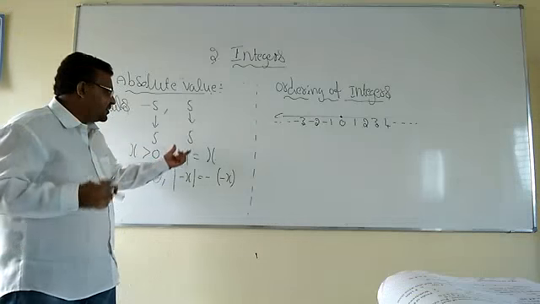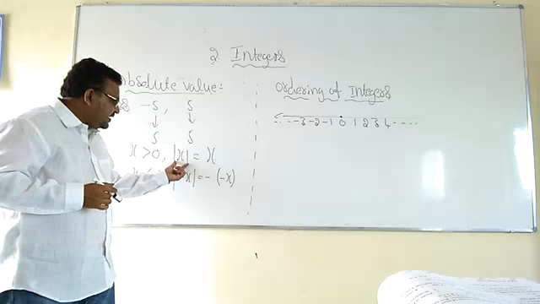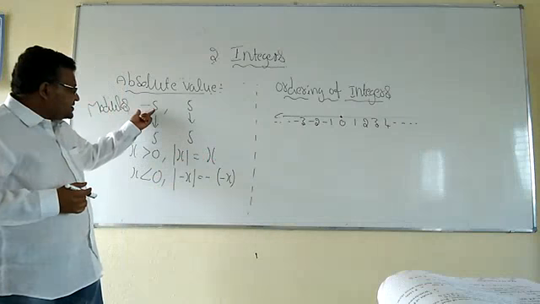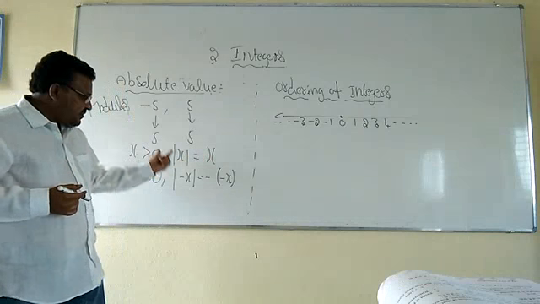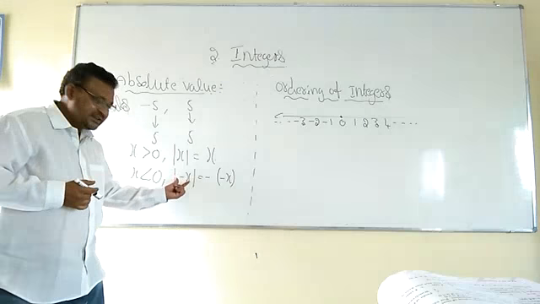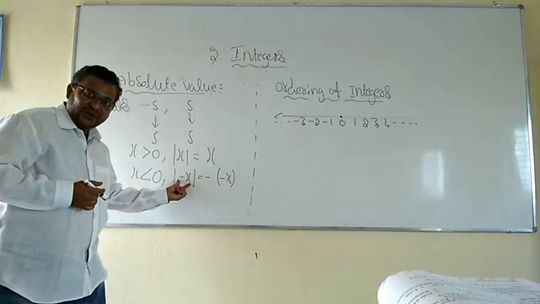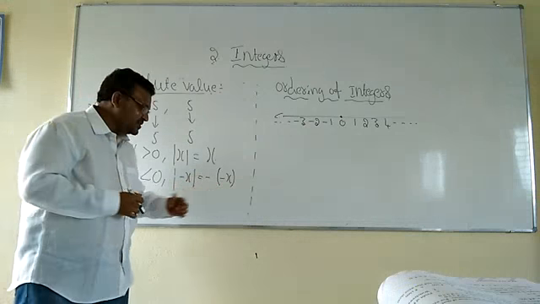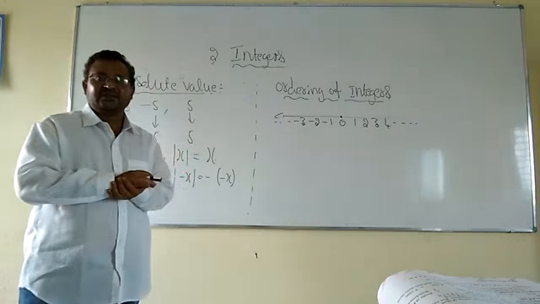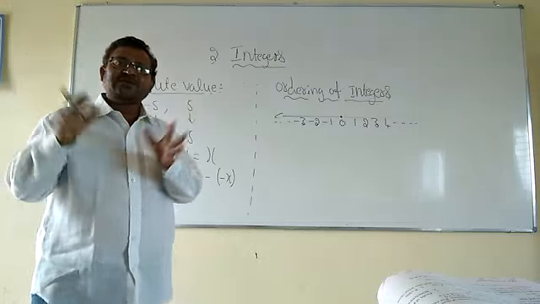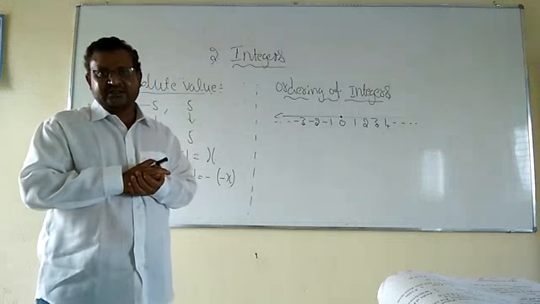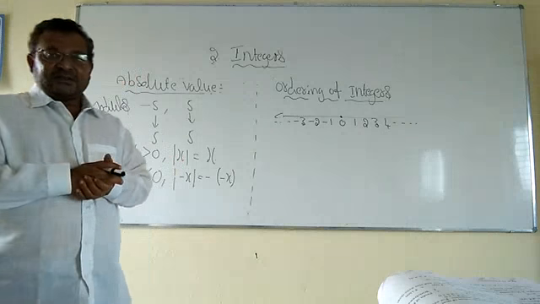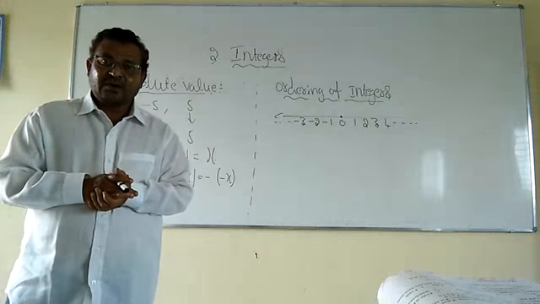If x is greater than 0, that means 5, modulus of 5 is 5 only. Next, x is less than 0, that means -5. Minus x means minus of -5. Then the absolute value of this -5 is equal to minus of -5. That means minus of -5 is plus 5 only. Whatever it is, for absolute values we have to take only the positive value. So these things you have to remember. And the next problems we will solve in exercise 2.1.